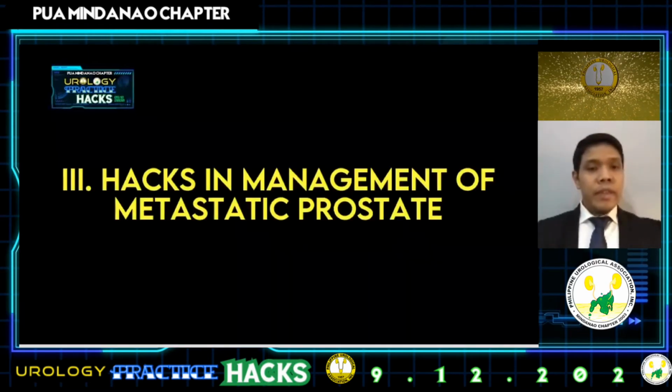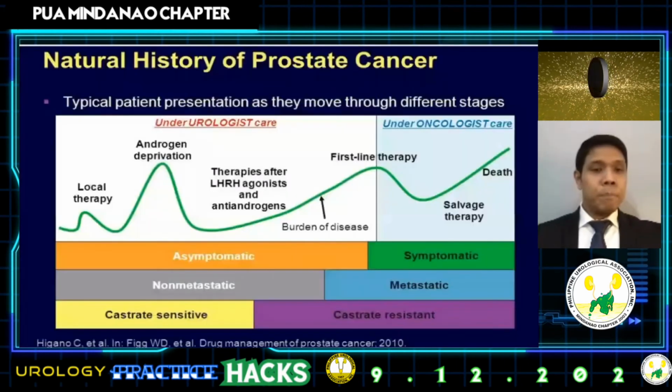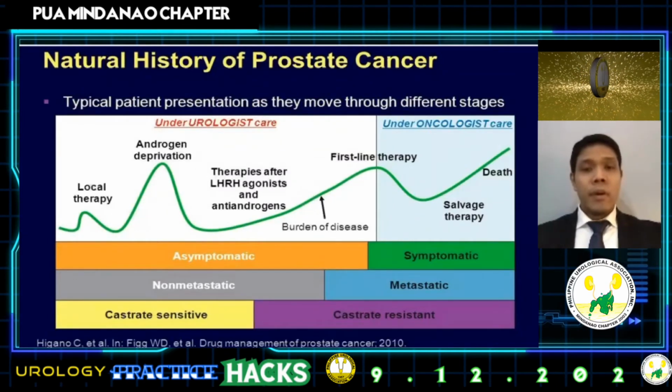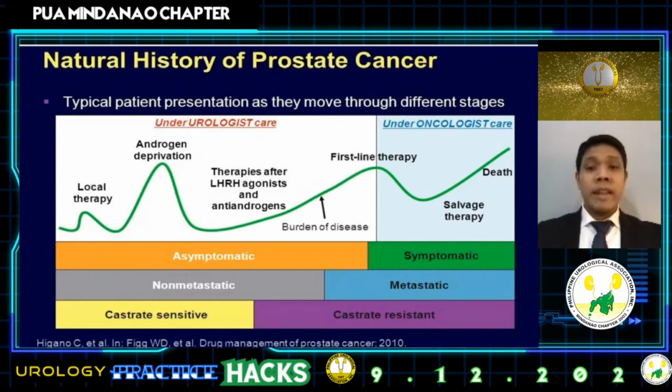And now we proceed to the next step of uro hacks, those pertaining to management of metastatic prostate cancer. So this is a slide we often see showing the landscape of prostate cancer as a whole. Take note that as urologists, we are the primary caregivers until late in the castrate-resistant state, when the first and second line modalities have already failed.